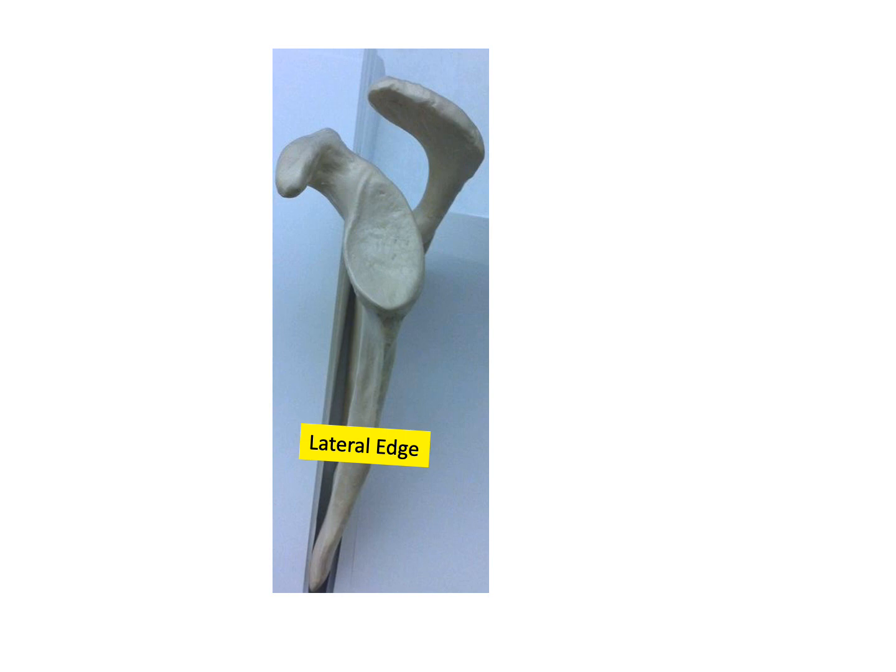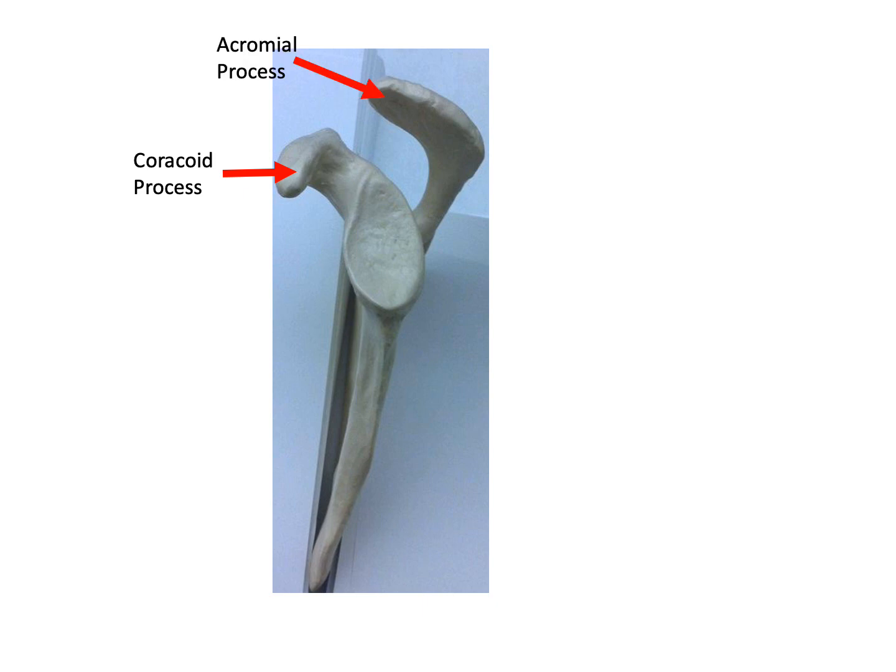So now we're going to look at it from the lateral viewpoint. So what we're looking at is the lateral edge and the lateral angle. In this, we have a couple of features that we should be very aware of. One is the anterior process, which is the coracoid process. And then the superior process, which is the acromial process.